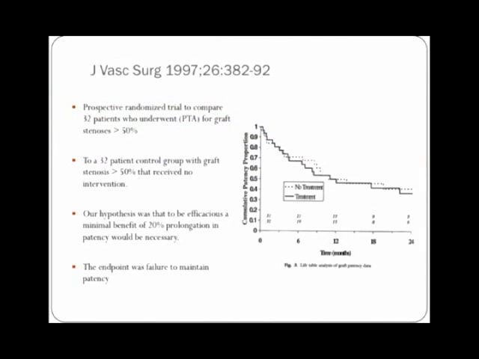It turned out that the groups weren't quite as homogeneous as we hoped. There were 60 in each group, so there was a large number of patients in the population. I'm sorry, I think there were 32 patients in each group, 64 total. And it turns out that there was absolutely no difference in the survival of the graft in these two groups. So that was the endpoint of the study, and it proved failure.